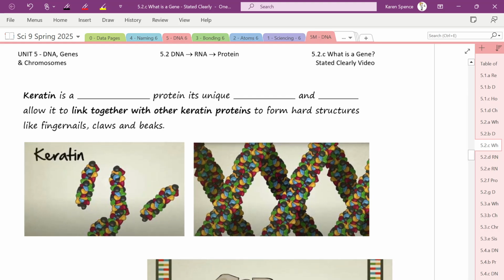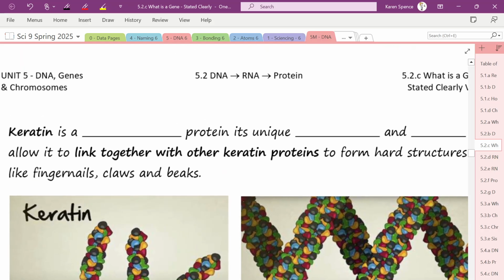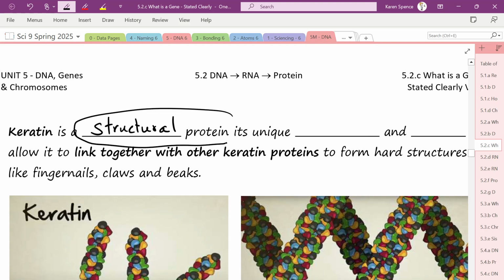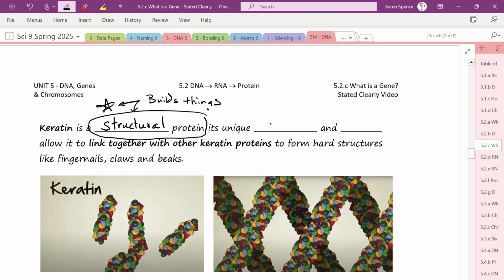What type of a protein is keratin? It's building fingernails, claws, beaks, hair. It is a structural protein. It builds things. Its unique size and shape allow it to link together with other keratin proteins to form hard structures like fingernails, claws, and beaks.